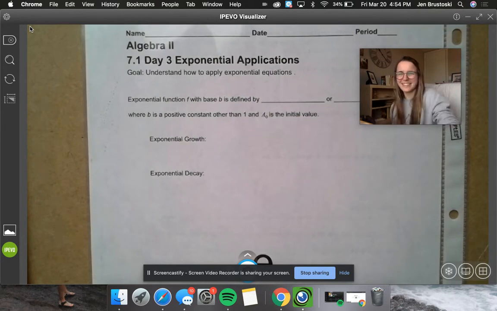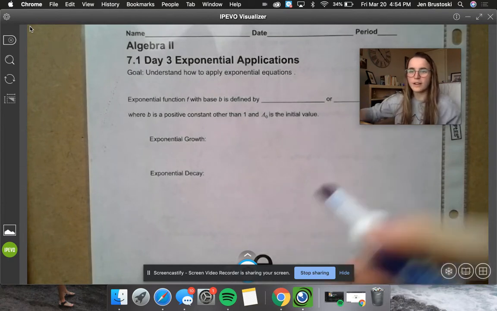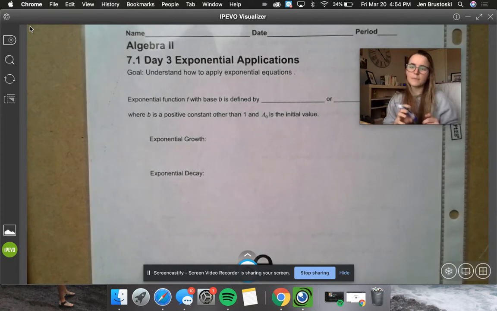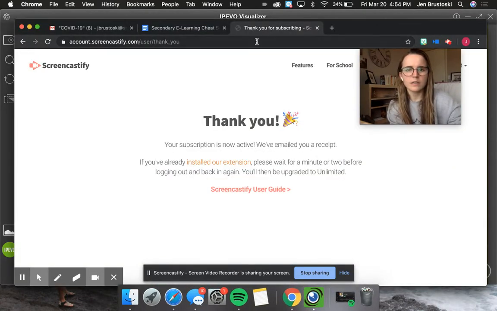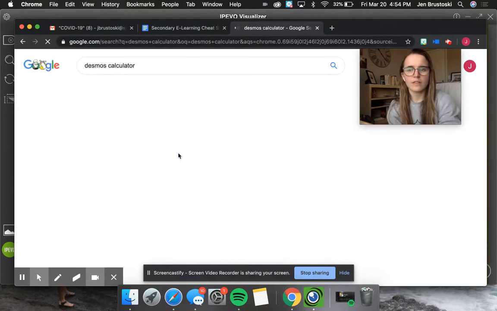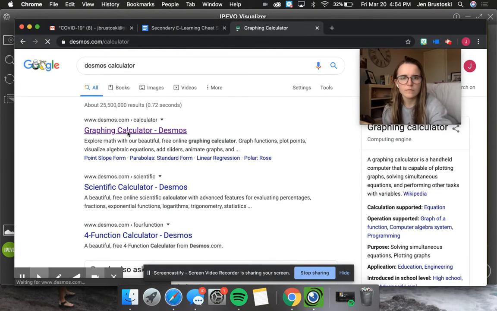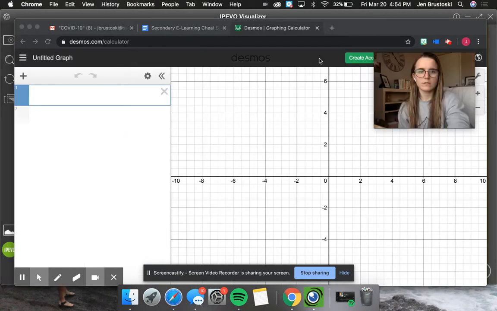Okay, perfect. So we're learning about exponential applications, which is really great because it goes right along with what we're learning in the world right now. Before we start, go ahead and open up your browser. Just go to Desmos, and then go to the graphing calculator, so you can look at some of this stuff. Just have that up on the side. It's going to be helpful as we calculate some of these values.